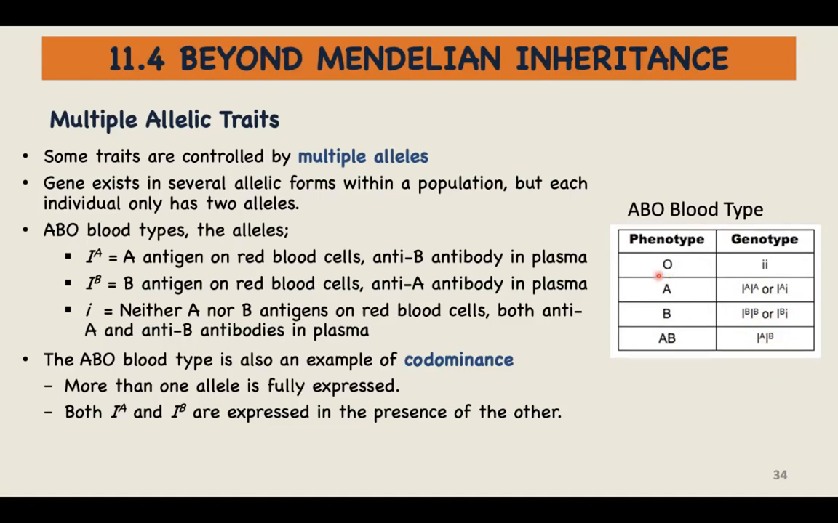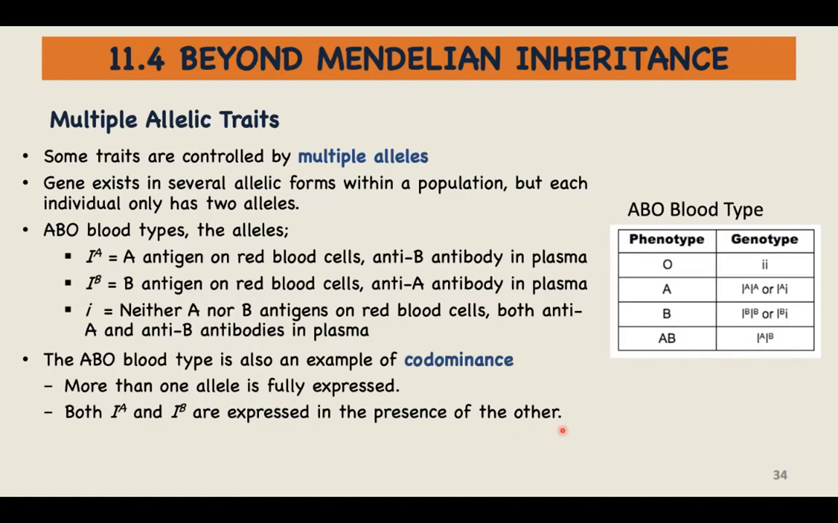If you are O, can you donate your blood? Do you donate or do you accept only? Who has an O blood type here? Donate. Why? Because it cannot accept, because it has anti-A and anti-B antibody in the plasma. A has anti-B, and B has anti-A, right? So the ABO blood type is also an example of codominance when it comes to the AB phenotype. Both are fully expressed. Both I^A and I^B are expressed in the presence of the other, so that's why we get the AB blood group.